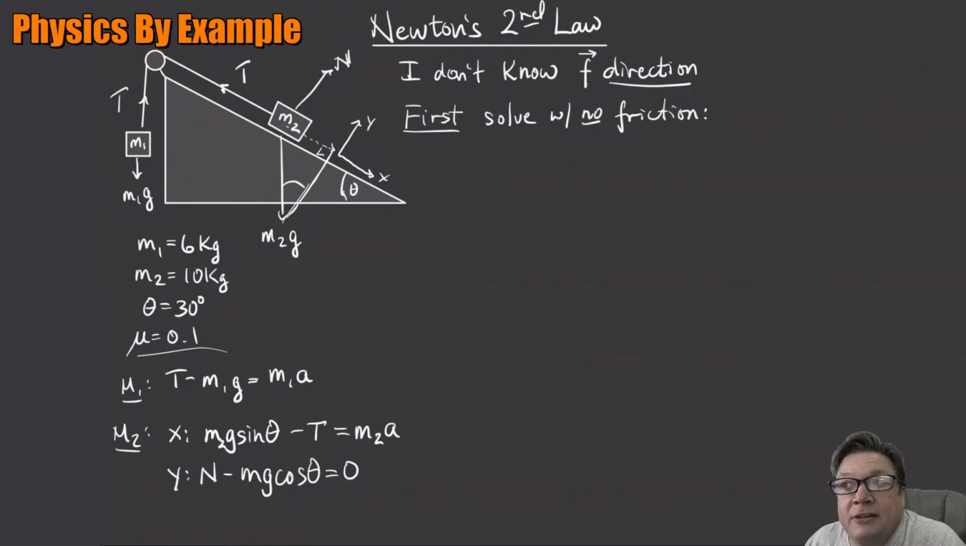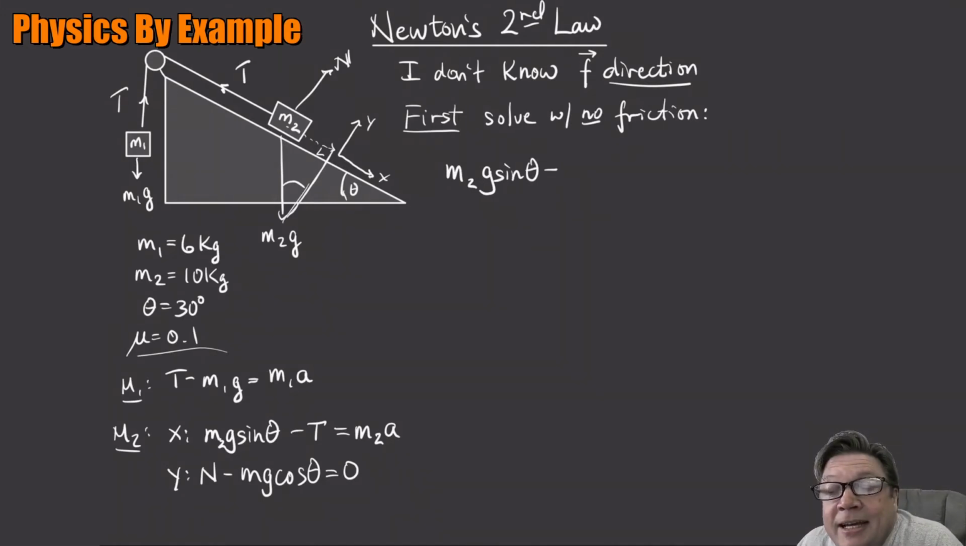So we're all set to figure out the case where there's no friction, and you might see a problem like this with no friction. What's the acceleration of the system without friction? With no friction, I don't really need the y equation for m2. That doesn't have an a in it, right? And I want the a. So the a's involve this. I'm going to have m2g sine theta minus T.